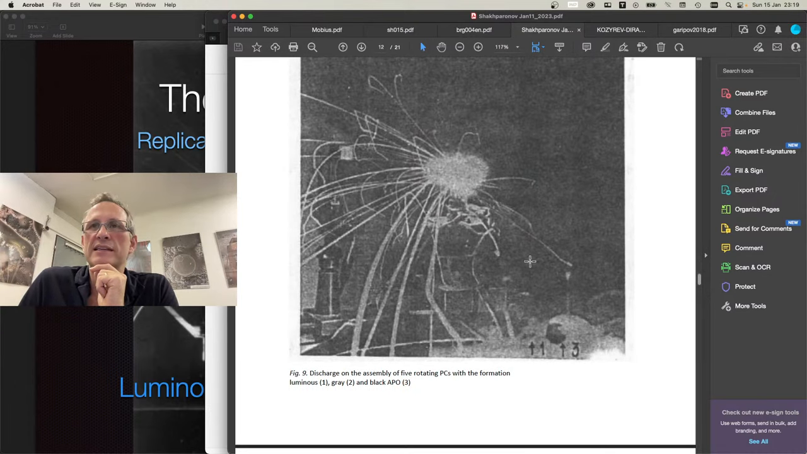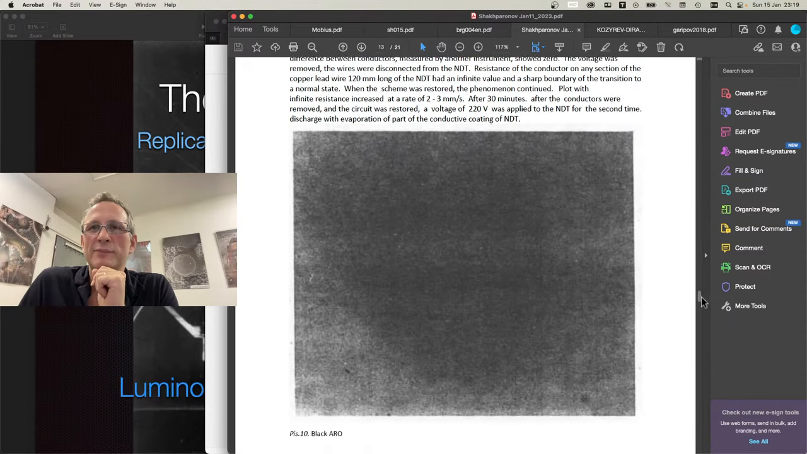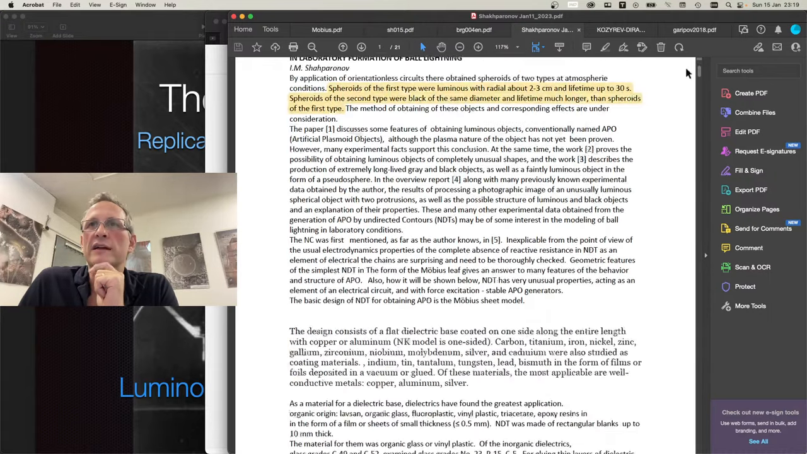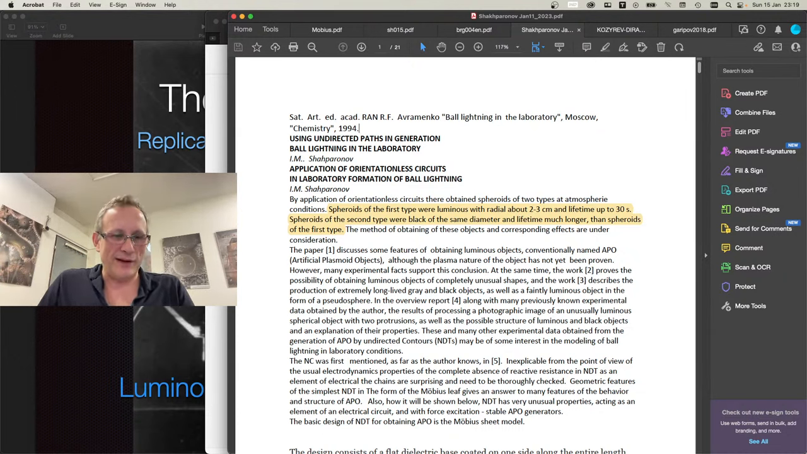So you can recognize some of these images as not very good examples of what we've already seen. So this is the black object that we just saw and so forth. Okay, so by application of orientationless circuits. Now, what he means by that is when you have a Mobius strip with a conductive layer that goes round on itself and comes back on the other side, when you start putting power through it, it goes in both directions and meets on the other side and comes back on itself. So it travels one way and the other way and they phase interlock, as it were. The electromagnetic waves. And I think that's absolutely critical.